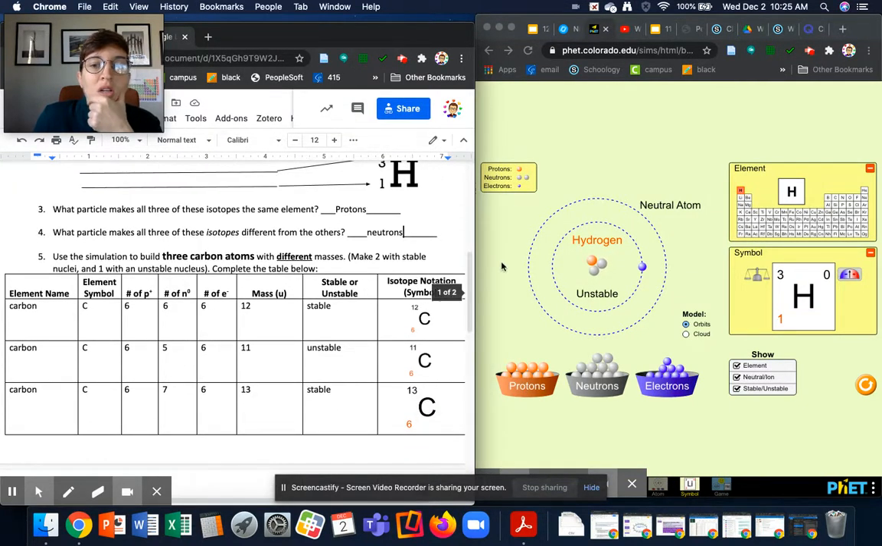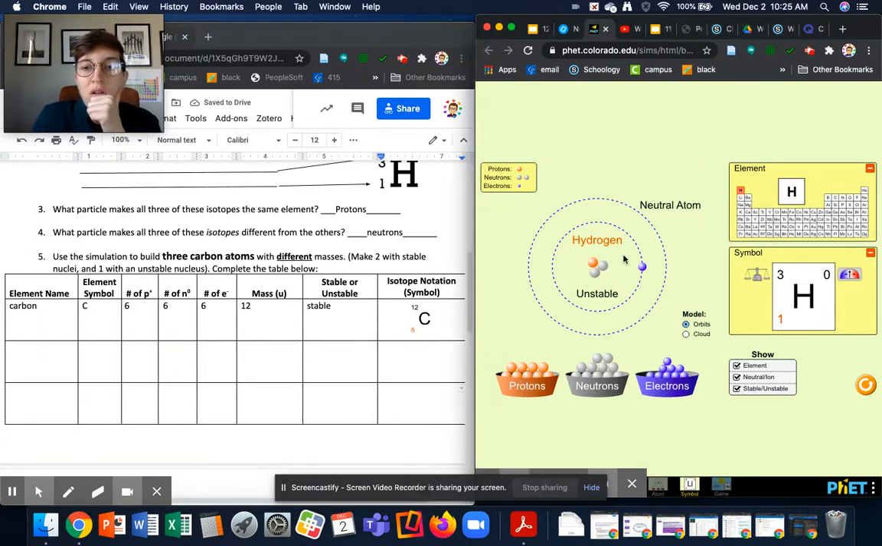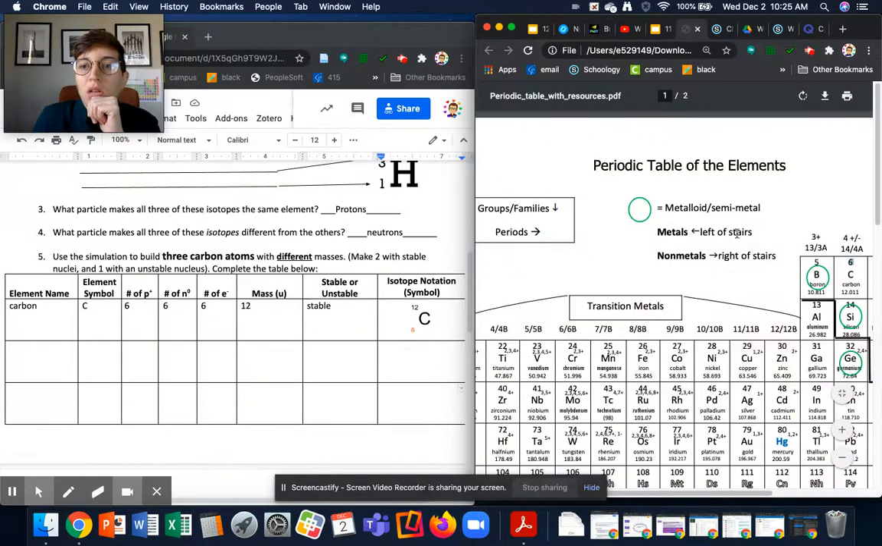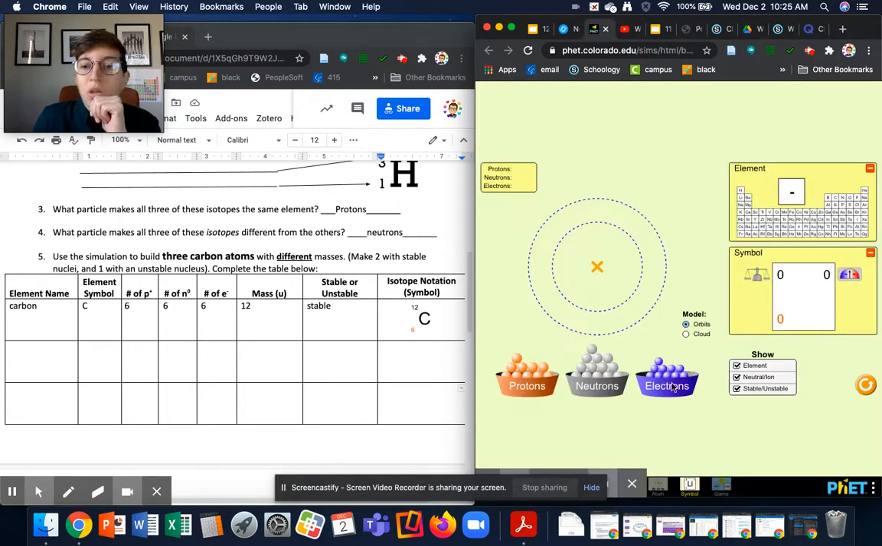Next, you are going to build carbon. Okay, three different carbon isotopes. So we'll do this first one together. Let's clear this, reset, make sure we have stable, unstable checked. So in order to get to carbon, we need to know how many protons carbon has. That's the number up here on the periodic table, so 6 is what we need to get to. So we're going to put 6 protons in here. 2. Okay, helium, now it's lithium, now it's beryllium, boron, and we made it to carbon.